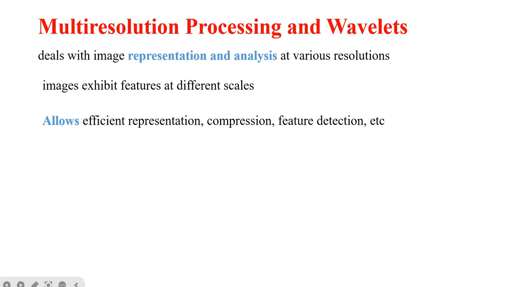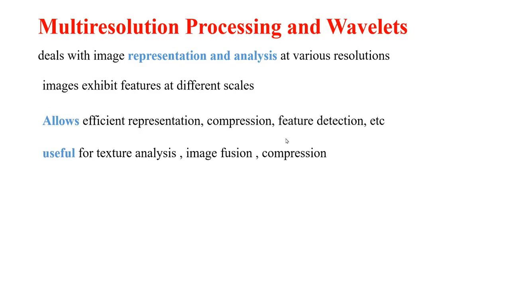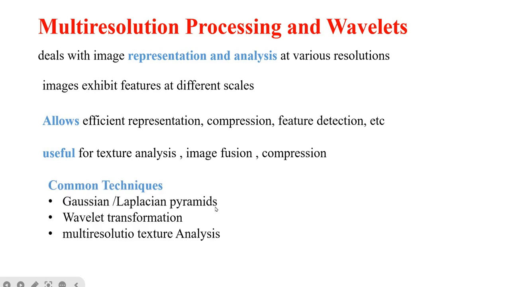This allows efficient representation, compression, and feature detection. Compression reduces the data size without much loss of quality, and feature detection identifies edges, textures, and patterns. These are useful for texture analysis, image fusion, and compression. Some of the common techniques used are Gaussian or Laplacian pyramids, wavelet transformation, and multi-resolution texture analysis.